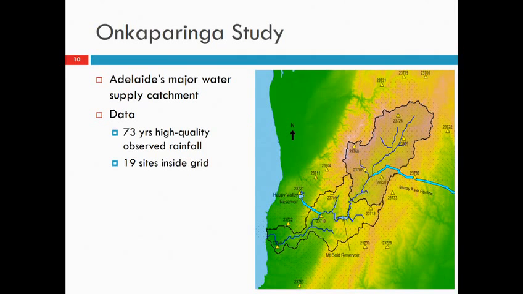Our case study is on the Woorinen catchment, which is our major water supply catchment. The study relied on 73 years of good, high quality observed daily rainfall, and there are 19 calibration sites within the grid.